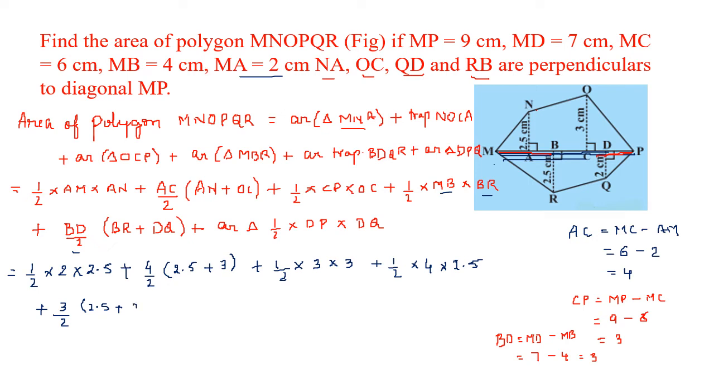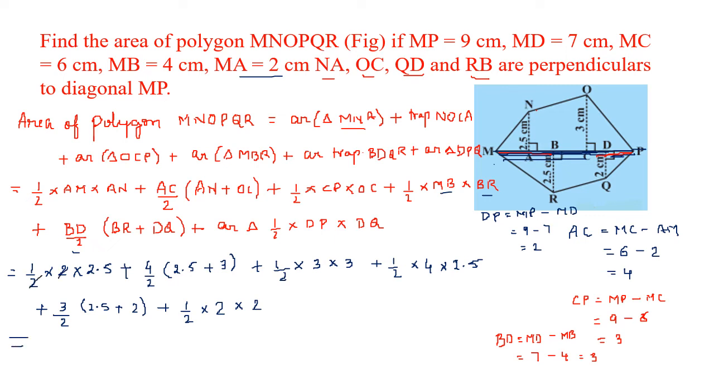DQ in the figure is given as 2, plus the last triangle, half into DP. How much is DP? DP is MP minus MD. So I'll write DP equals MP minus MD. MP is given 9, MD is given 7, so 9 minus 7 is 2. So I get 2 into DQ, the height DQ is given 2. And now finally we put down the values.